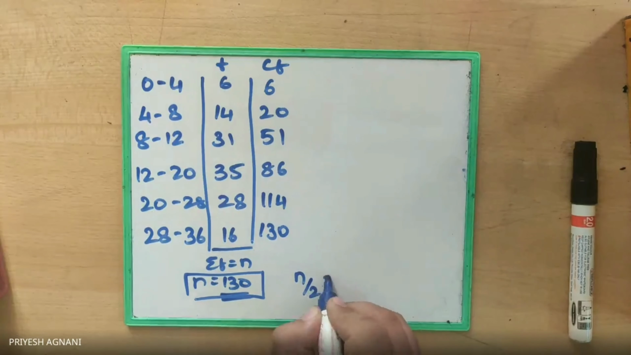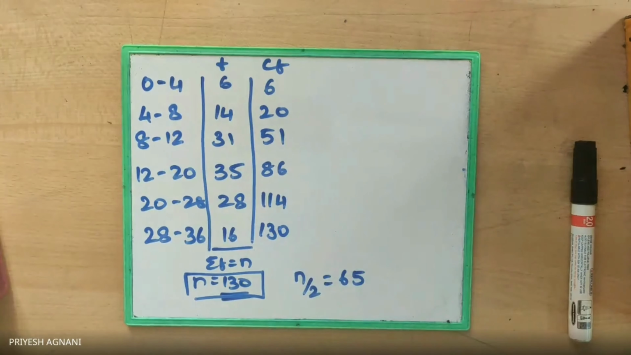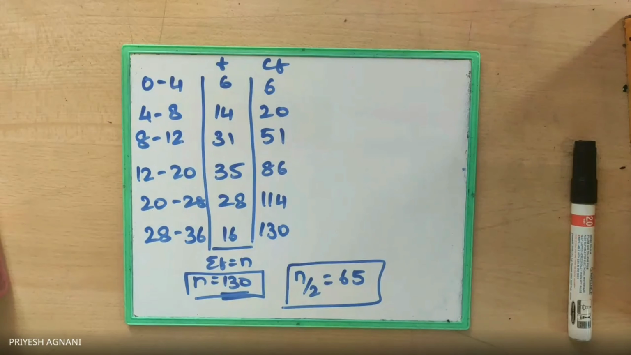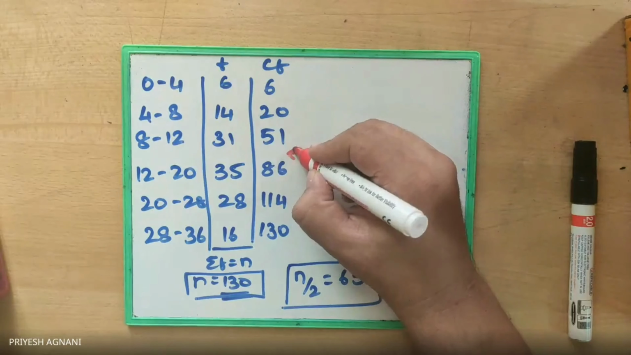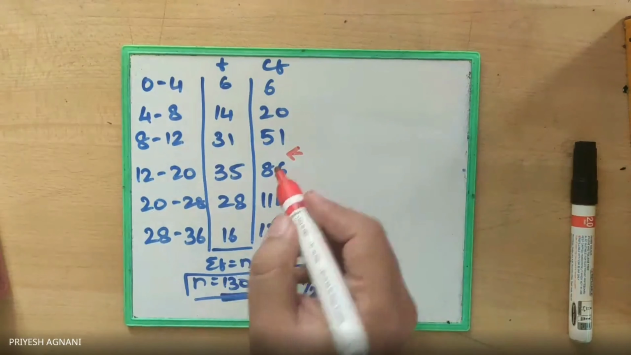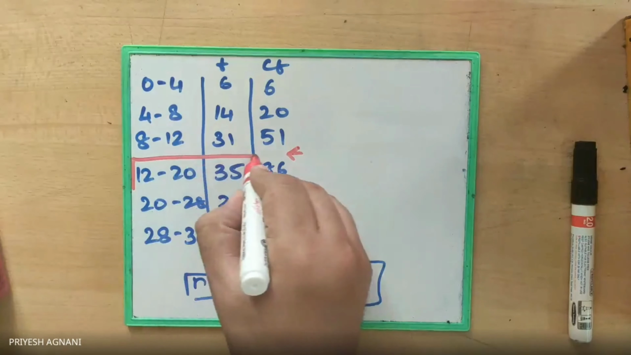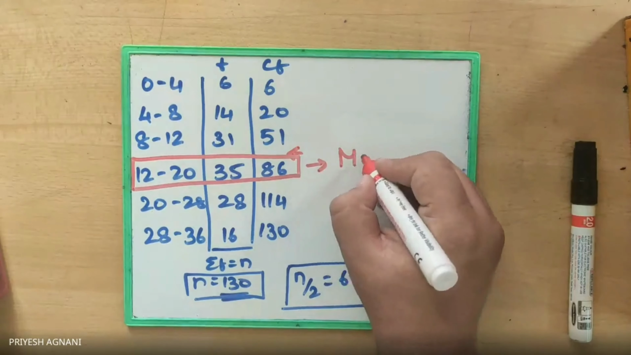N by 2 is equal to 65. Where does this 65, n by 2, come? N by 2 is located just between these classes. So we have to take the class which is after that. This is known as the median class.